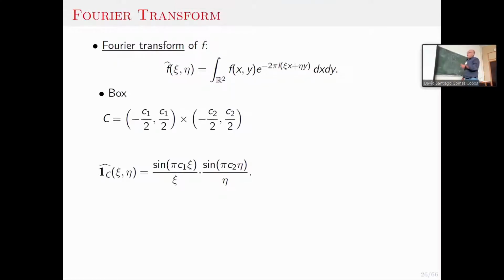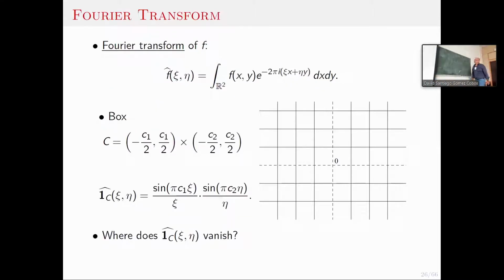Now, if I have a box, this is my large box, or any box, which is C1 times C2, then the Fourier transform, you can do it very easily. You can compute it. It's a tensor product of the function of C and the function of eta. This is the function of C, and this is the function of eta. And what are the zeros? It's very easy to find them because it's a product. The zeros look like this.